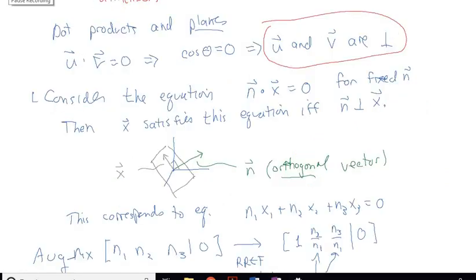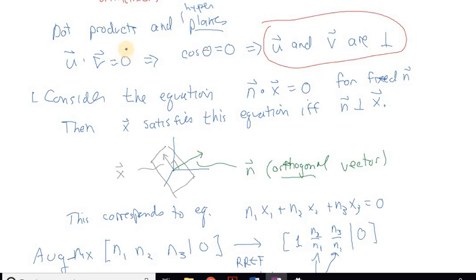Okay, now what's the relationship between dot products and planes? And I actually should say hyperplanes. Okay. Now, we've talked about how a dot product corresponds to the cosine of the angle. Now, suppose the dot product between u and v is equal to 0. Well, remember, dot product between u and v is proportional to the cosine of the angle.